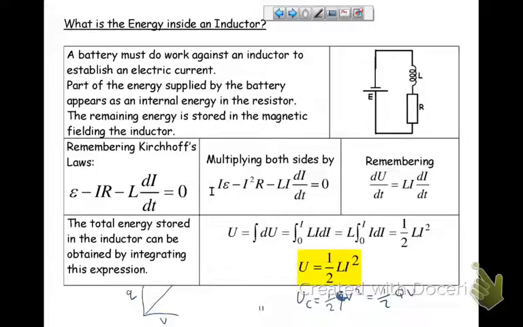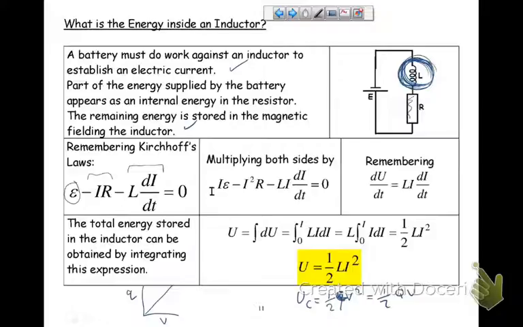The battery must do work against an inductor to establish an electric current. Part of the energy supplied by the battery appears as an internal energy of the resistor. The remaining energy is stored as magnetic field. The resistor gets a little bit warm, and you have a magnetic field here. So you're storing energy via the magnetic field. Kirchhoff's law says this is the loop rule. So the EMF, and we've got to take into account the potential difference across the resistor and the potential difference across the inductor. And then we do some math.